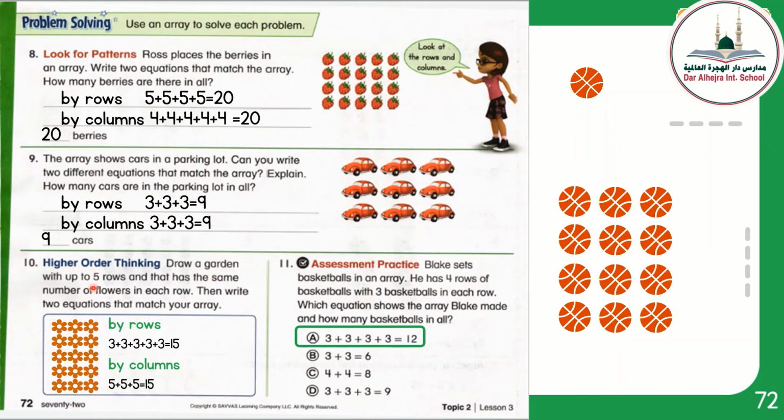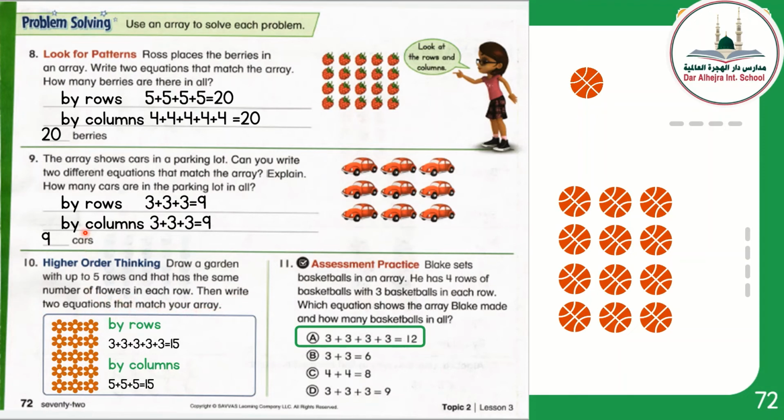Now here, draw a garden with up to 5 rows. We need to draw a garden that has 5 rows. As I can see here, I have drawn flowers in 5 rows, and it has the same number of flowers in each row. Of course, we are going to draw an array, so the number of flowers in each row should be exactly the same. Then write two equations that match your array.